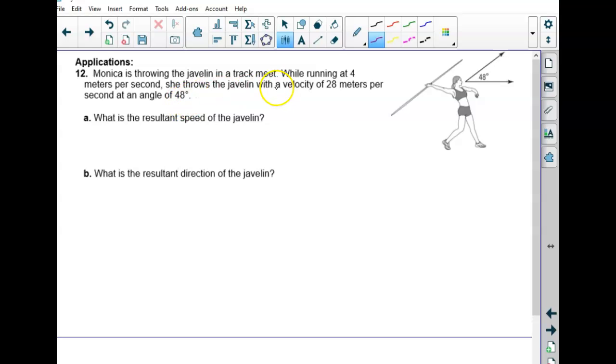Monica's throwing the javelin in a track meet. While running at 4 meters per second, she throws the javelin with a velocity of 28 meters per second at an angle of 48 degrees. Okay, it's a little confusing, and I would not put this on a quiz, but she was running 4 meters per second straight this way. What would the angle be on that?